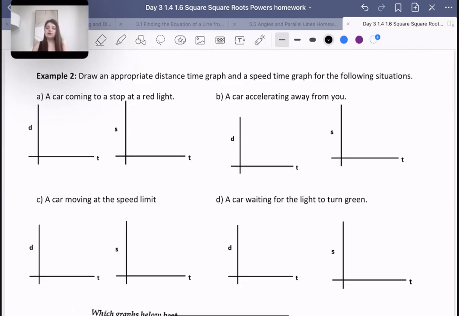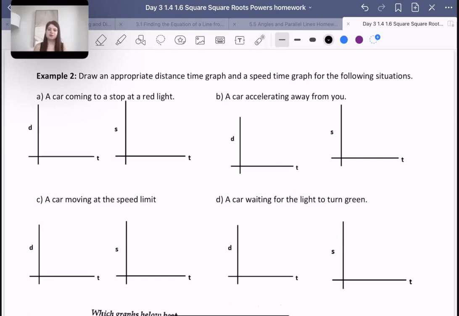All right, so let's continue. This next example says draw an appropriate distance and time graph and speed time graph for the following situations. Okay. All right, so it says a car coming to a stop at a red light. So, what is our speed versus time? And what is our distance versus time?